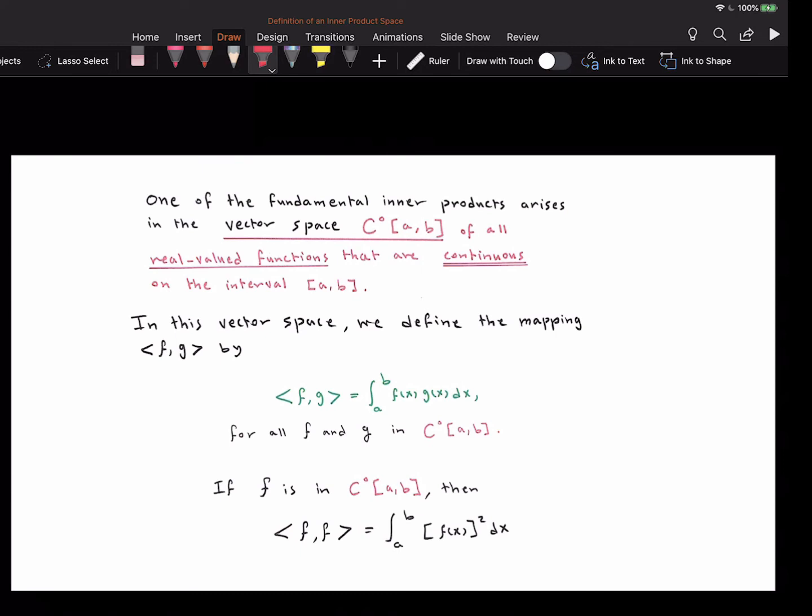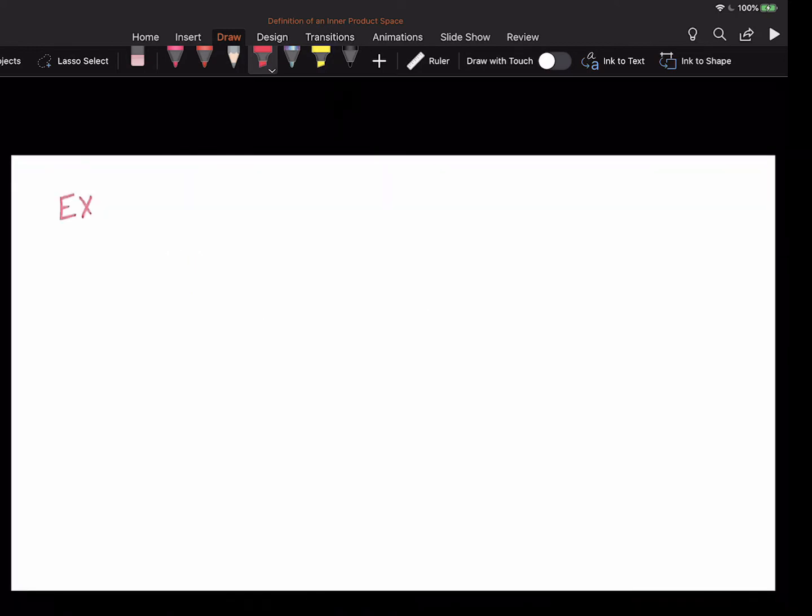If f is in C^0[a, b], then the inner product of f and itself will be the integration of f times f, or f squared, from a to b. Example: determine the inner product of the following functions in C^0[0, 1]. We have 8x and x squared minus 1. Also find the magnitude or the norm of those two functions.